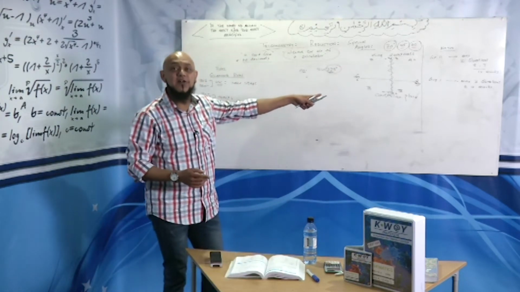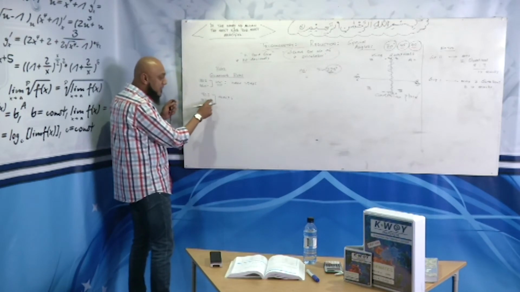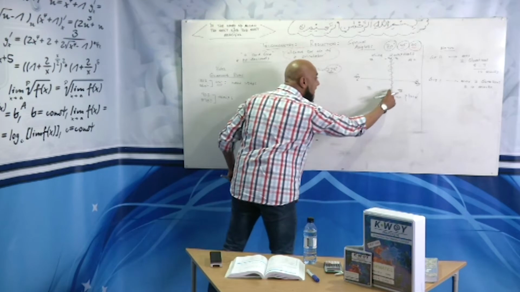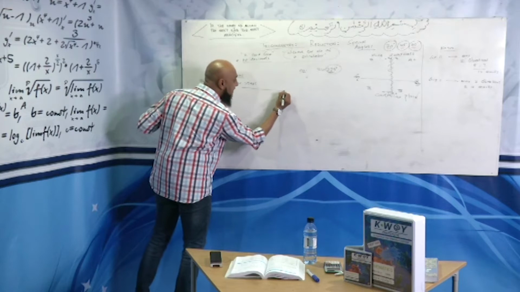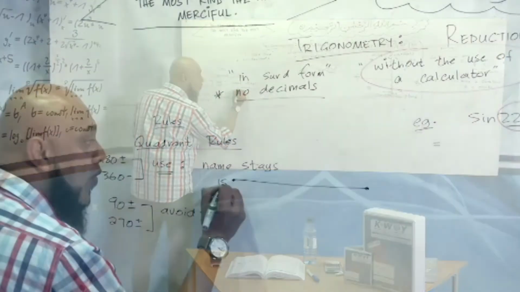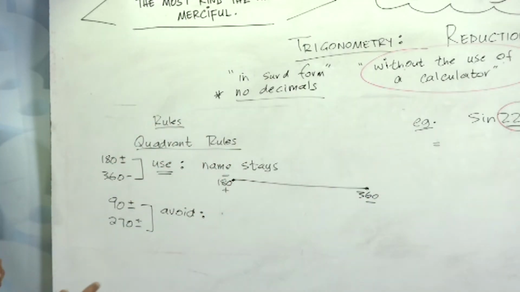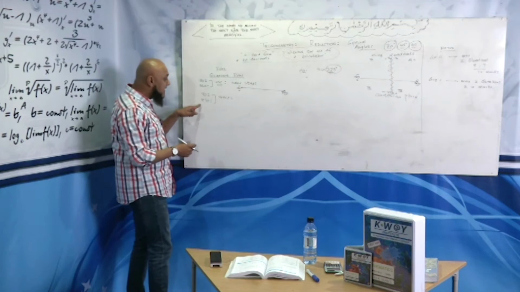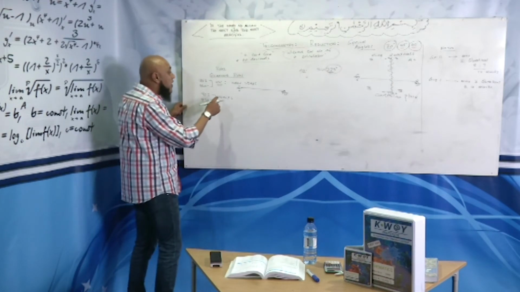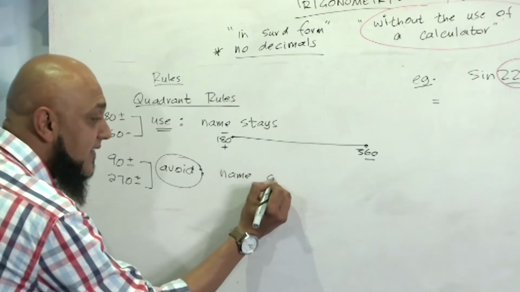What's going to happen in trigonometry? The name is going to change. So 90 plus, 90 minus, 270 plus, 270 minus, the vertical line, let's put it here. The name stays on the horizontal line from your Cartesian plane: 180 plus, 180 minus, or 360 minus, the name stays. Like we said, sine will remain sine, cos will remain cos, tan will remain tan. 90 plus, 90 minus, 270 plus, 270 minus, we will avoid using it. Why? Because the name changes.